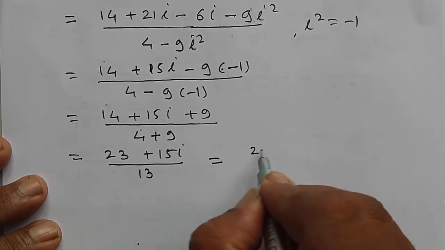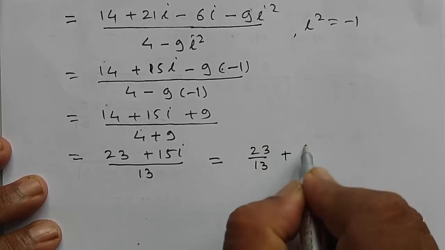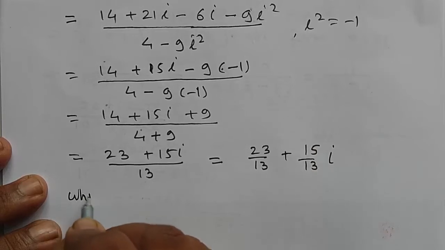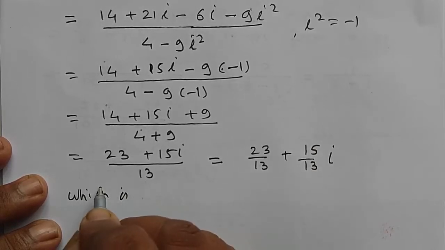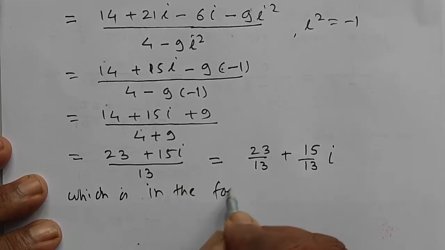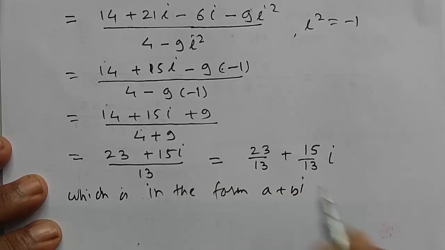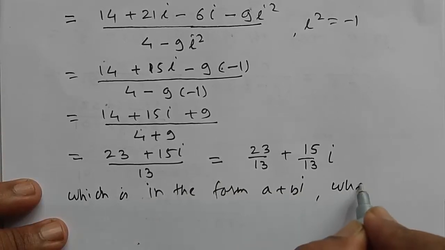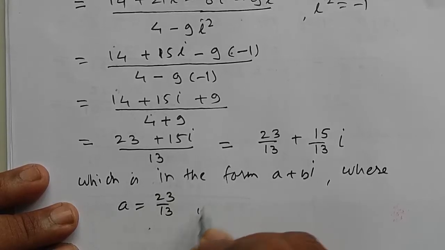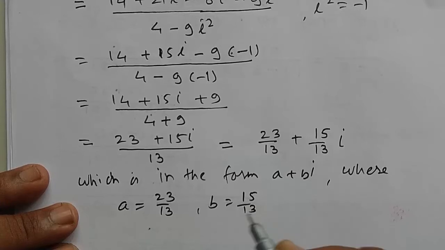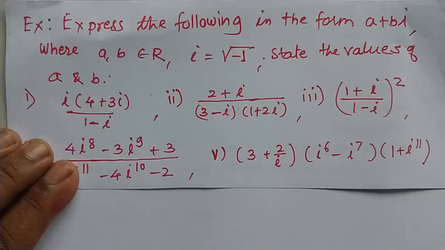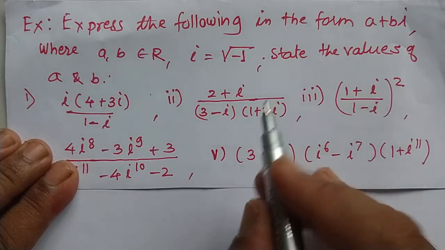So this is equal to 23 upon 13 plus 15 upon 13 into i, which is in the form a plus bi, where a is equal to 23 upon 13, b is equal to 15 upon 13. So these are the values. Now we shall see the last example.